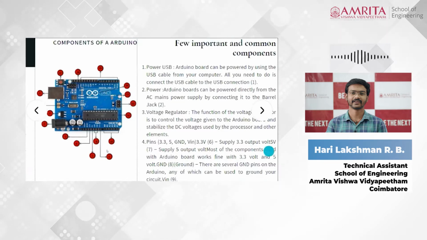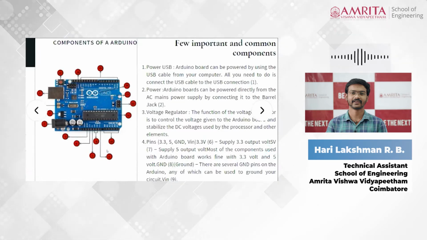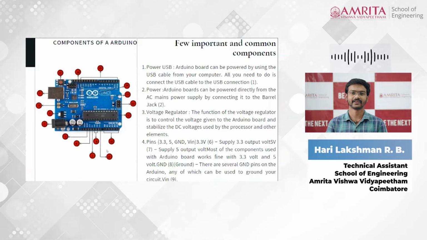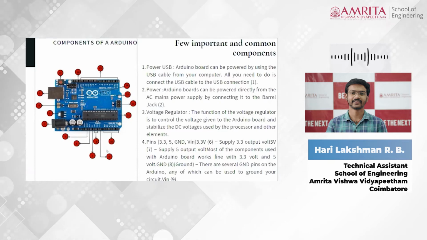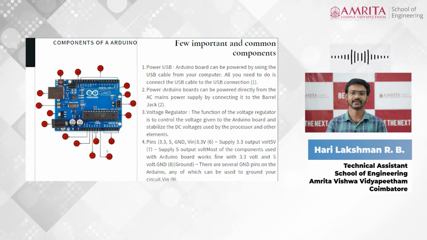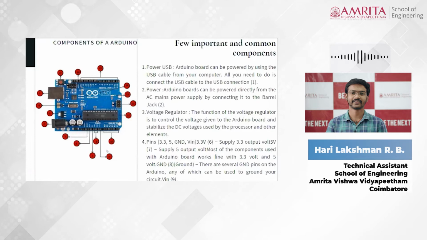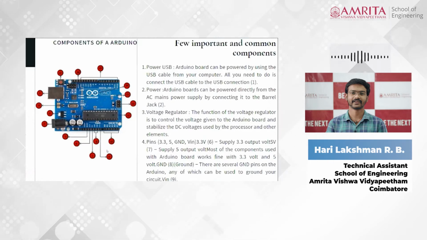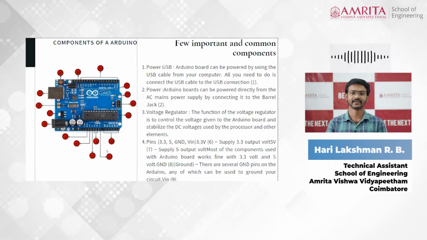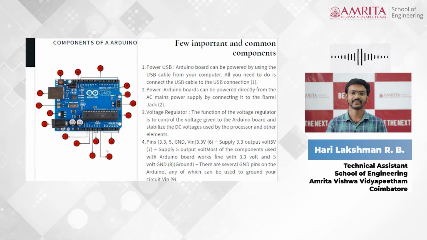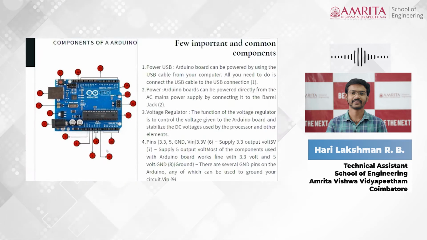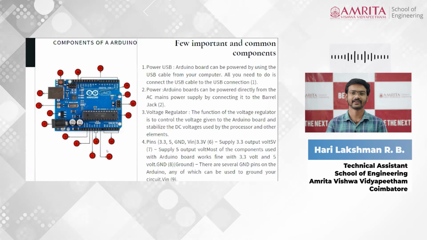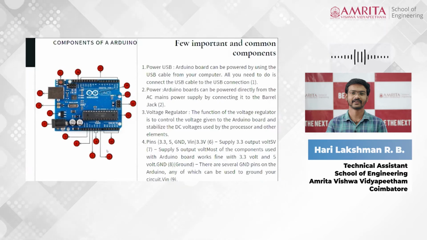So as you can see, 3.3 is the 3.3 volt output supply, and 5V is the 5 volt supply. Most of the components used with Arduino boards work fine with 3.3 volts and 5 volts. You can also see a ground and a Vin. Vin is the pin which can be used to power the Arduino board from an external power source like an AC power supply, apart from the power barrel and USB port.